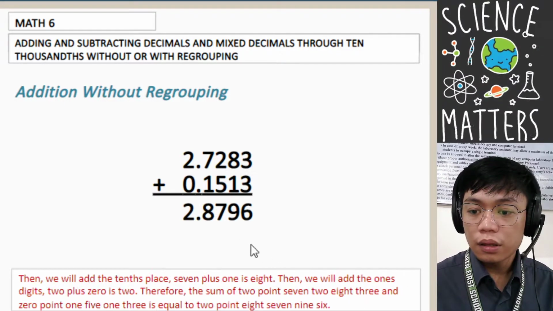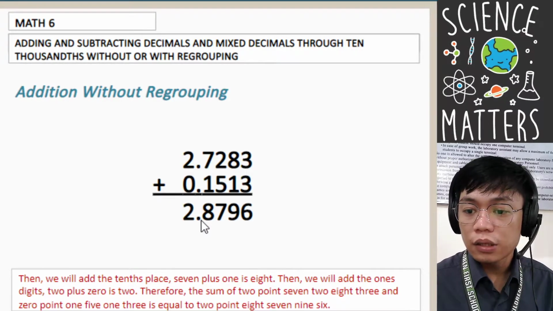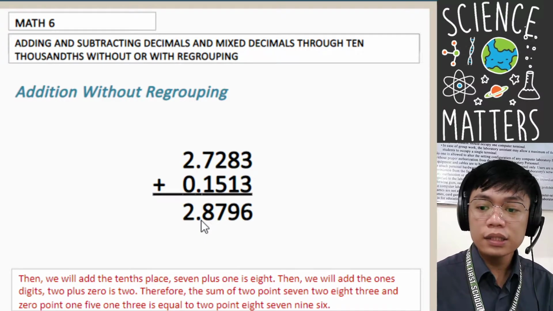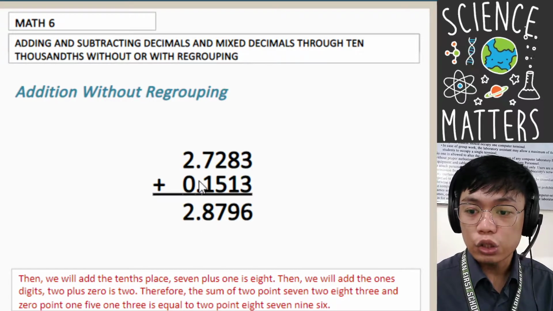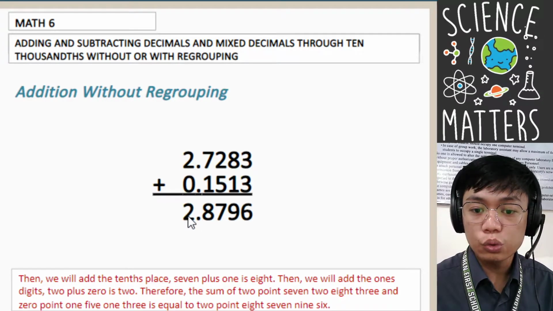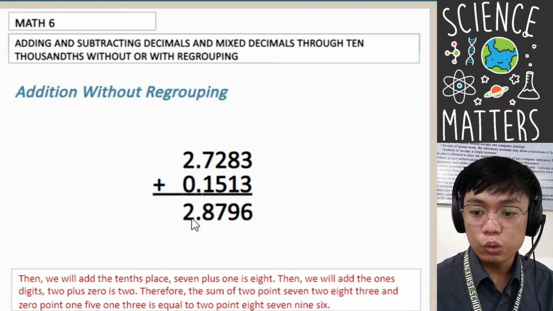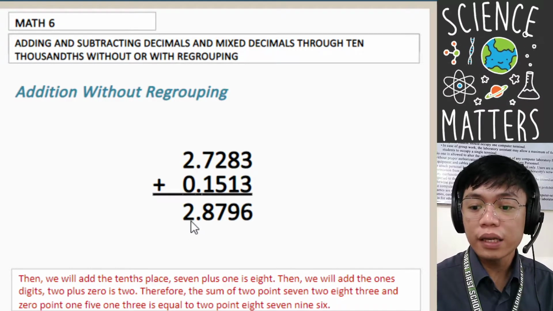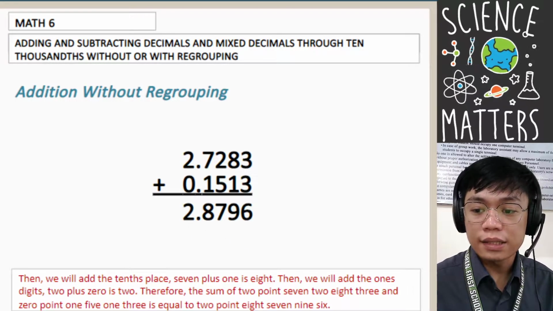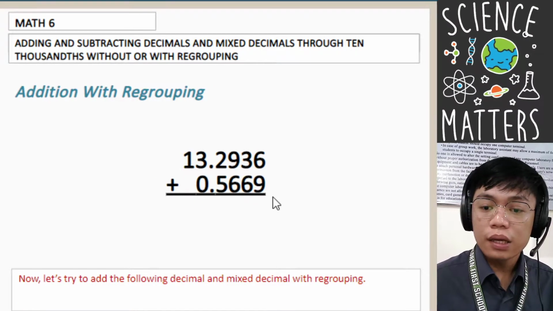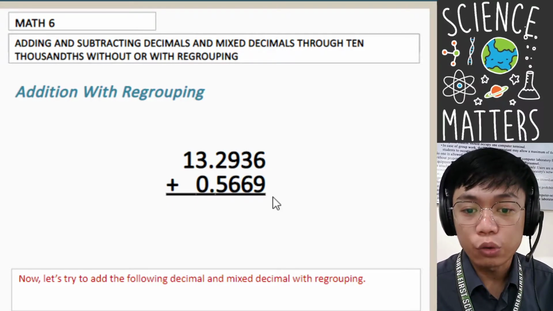Now, copy the decimal point here, and the decimal point must be aligned so that you can easily add the aligned numbers. So 2 plus 0 is equal to 2. Since 0 has no value, we just have to copy 2 here or bring it down. So the final answer will be 2.8796.